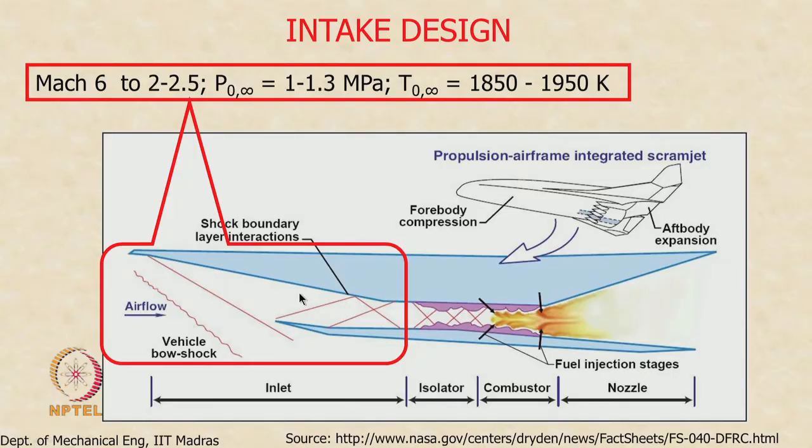So the intake itself has to be designed extremely carefully to decelerate such a flow. So the ramp has to be designed very carefully to generate a series of oblique shocks which will decelerate the flow, then some reflections inside, plus a converging area passage to accomplish the final deceleration to Mach 2 or 2.5 before it goes into the isolator. Okay, so the intake is also very crucial in this, just like the ramjet engine.